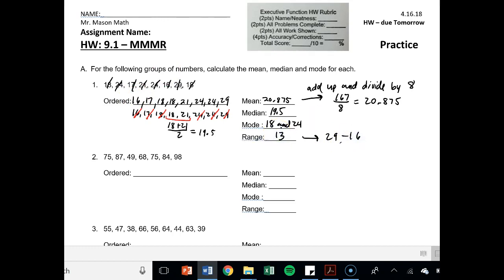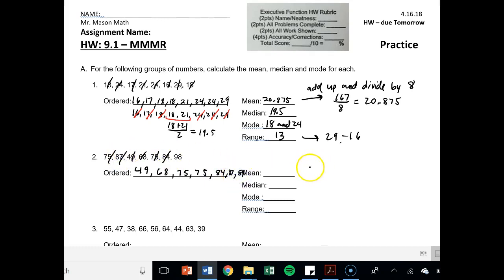So just to start number 2, right? Let's order it together. 49, 68, so let's cross those off. 75 twice, right? Then 84, 87, and 89, right?